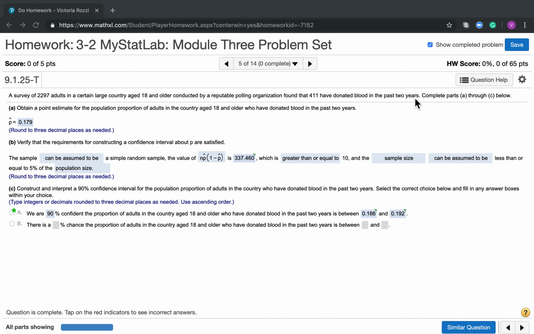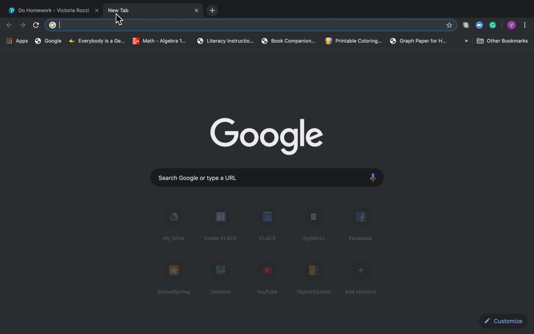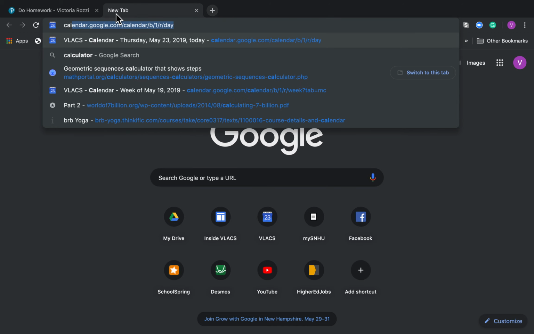And the point estimate for a population proportion is just the sample proportion. So to calculate that, we're going to take the number of successes, which is 411, and divide by the number in the sample, which is 2297. So I'm just going to go ahead and open up a calculator here just in Google. It works out very well.